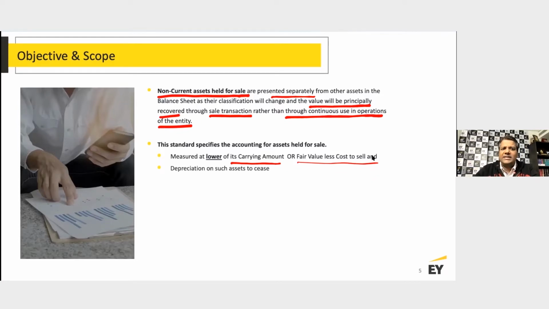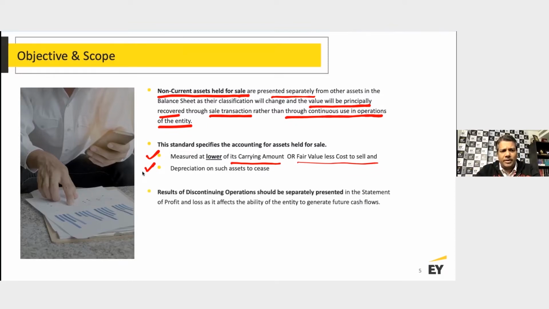Depreciation on such asset is going to cease. Since you no longer intend to use this asset for the purpose of production or administrative, the principle in the standard suggests that you're no longer supposed to record depreciation on such assets. So that's very, very important. These are two very important measurement guidance, which is very specific to this standard, which we need to remember.